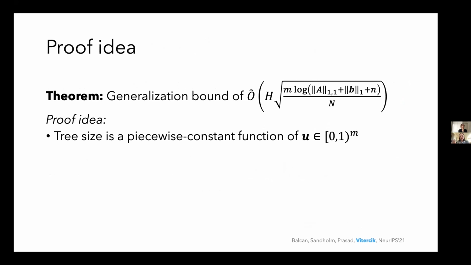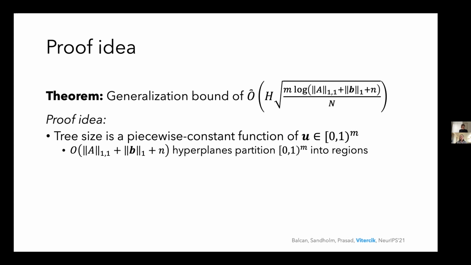Now, let me just give you an idea of how we go about proving these types of guarantees. Well, the key idea in the proof is that we can prove this notion of tree size is a piecewise constant function of these tunable parameters u. When you fix the integer program, the tree size is a piecewise constant function of u. And more specifically, there's a finite number of hyperplanes partitioning the u parameter space into regions such that in any one region, the branch and cut tree is fixed, no matter what parameter setting you use in that region.